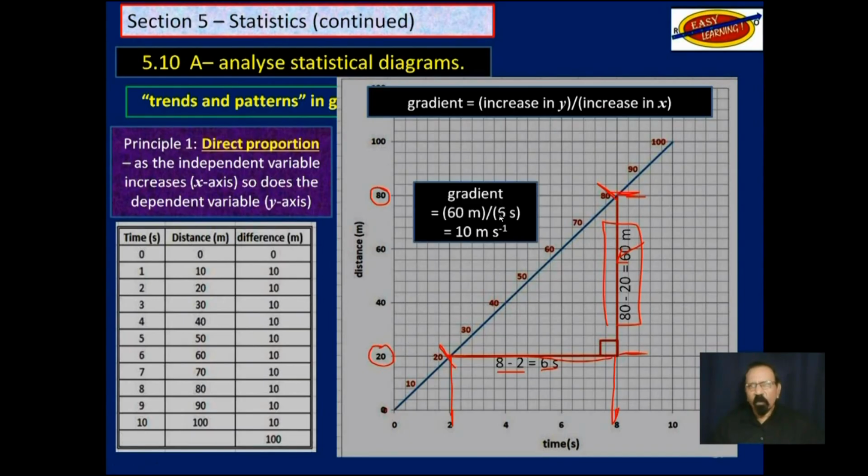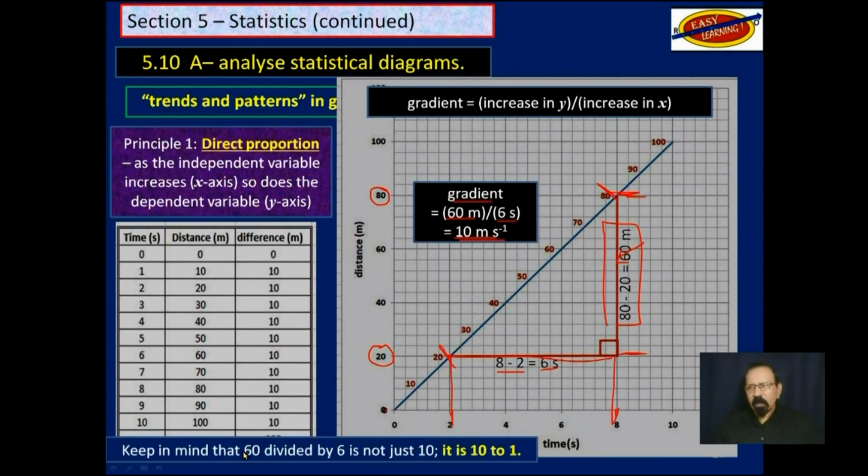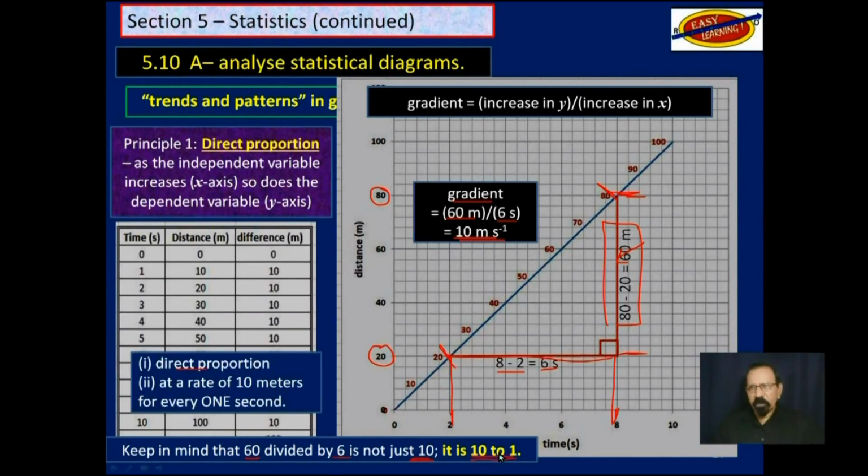So then we'll find a gradient by dividing the increase in y, which is 60 meters, by the increase in x, which is 6 seconds, and we get 10 meters per second. Keep in mind that 60 divided by 6 is not just 10, as we will get in our calculator. It is actually 10 to 1. So direct proportion, and the rate is 10 meters to every 1 second.